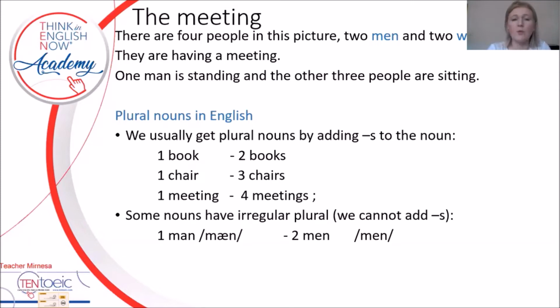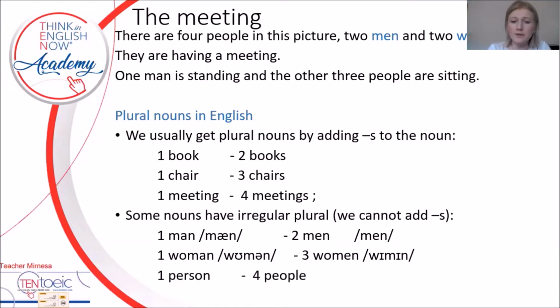One more time. 1 man, 2 men. 1 woman, 3 women. One more time. 1 woman, 3 women. 1 person, 4 people.